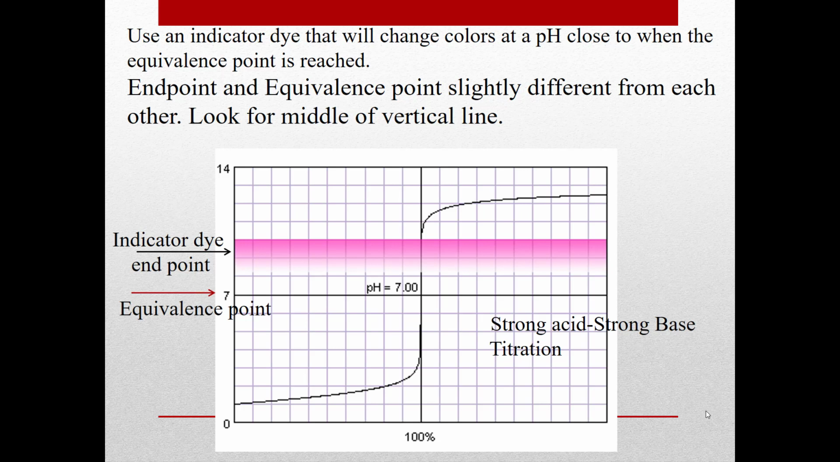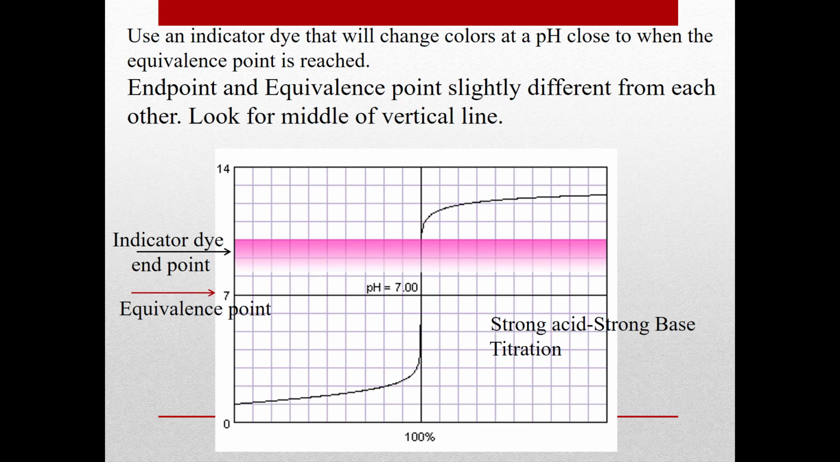There are many indicator dyes. You actually can use other indicator dyes that are a little bit closer to a 7. But this pink indicator dye we use often in the lab. So what will happen is we'll add that 1 extra drop and we will go past the equivalence point and even past that end point. But it will be within 1 drop, which is pretty good results.